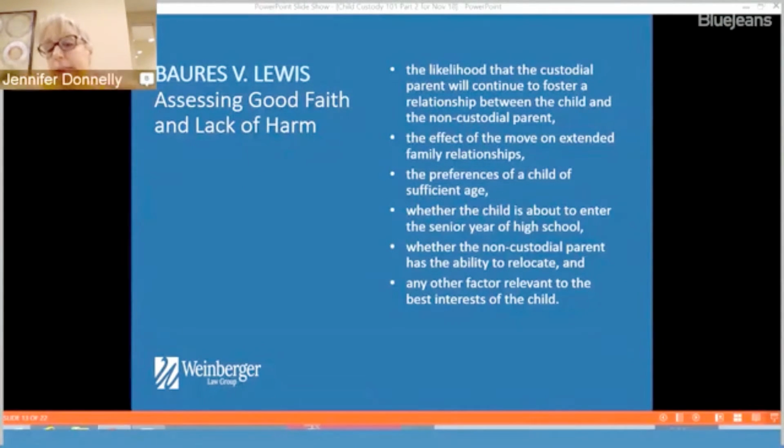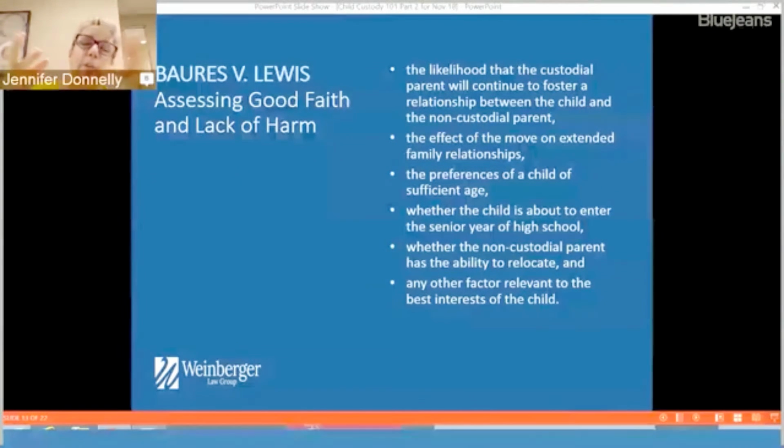Whether the parent staying here in New Jersey has the ability to relocate themselves. That might be a great solution if the parent who's in New Jersey has the ability to go to California as well, and really has that ability to perhaps transfer their job to the new state. That's a great answer to a problem of a great distance. So consider that. And any other factor relevant.